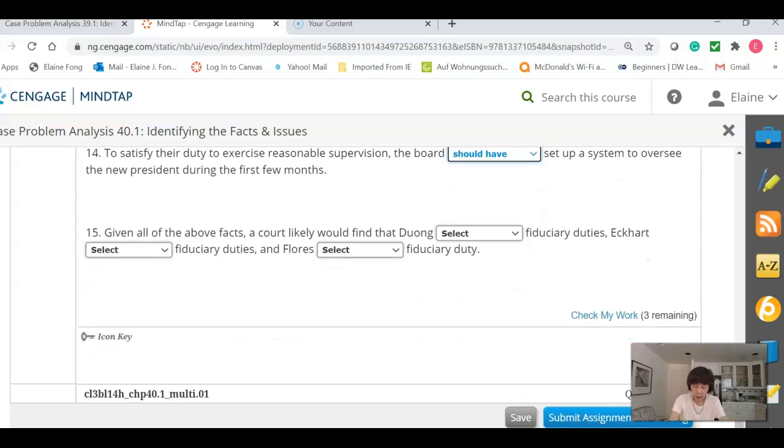And then the last question in this exercise, number 15, given all of the above facts, a court likely would find that Duong breached or did not breach his fiduciary duties. Well, he's one of the members of the board, and he voted to hire Galliard. Yeah, he's breached his fiduciary duties. How about Eckert? Well, he's done the same thing. So he has also breached his fiduciary duties, and Flores has as well, despite the argument that he dissented. He did not completely follow through with that dissent and have it recorded, so he will bear liability personally for having hired Galliard, and Galliard now having stolen $500,000 from the corporation.